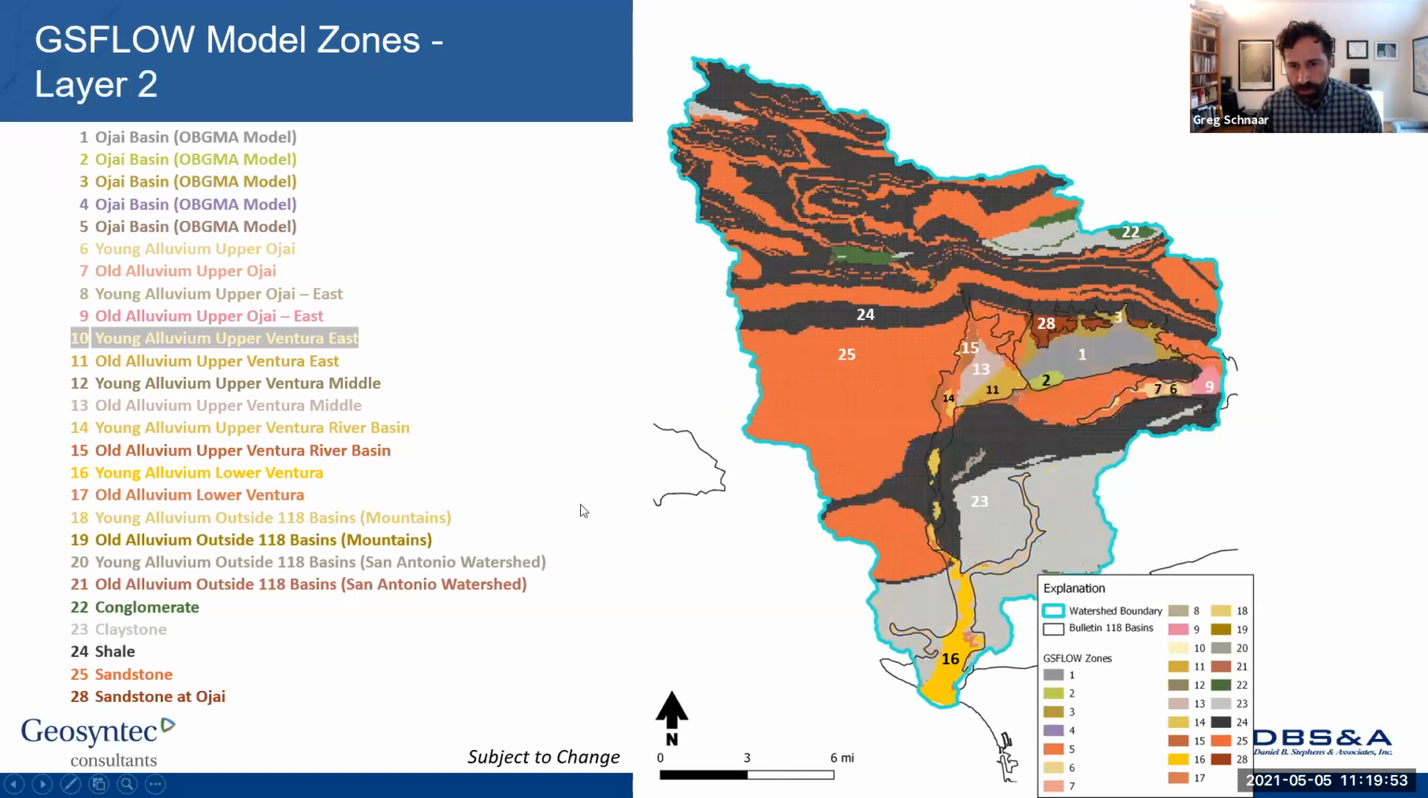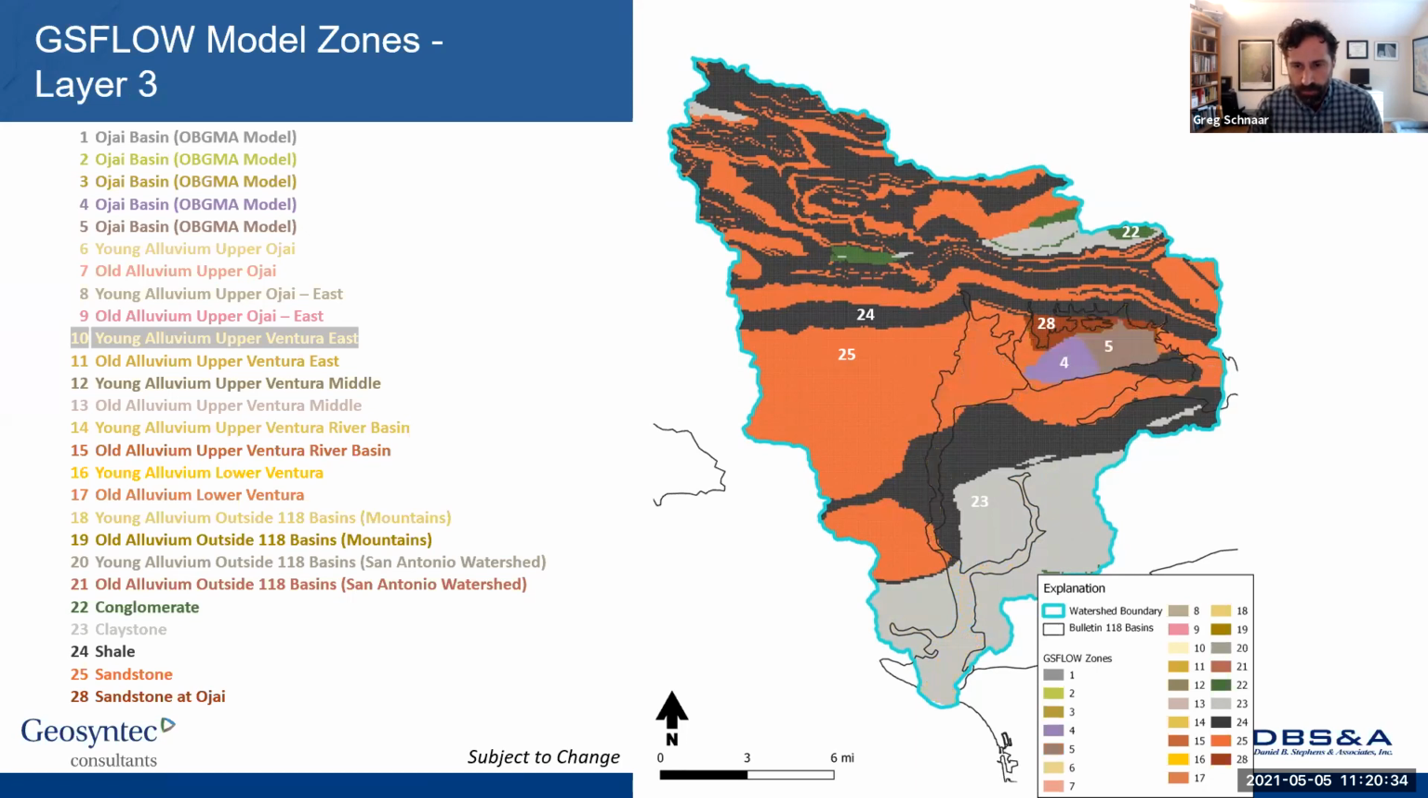As we move downwards, this is the next model layer down, layer 2. And the distinction here is we're moving deeper. Where alluvium, for example, is thicker than 50 feet, that alluvium would then extend into 2 different zones anywhere besides Ojai, where the zones really were maintained based on our zones from our previous OBGMA model. If I flip between 1 and 2, you'll see here we no longer have the relatively thin alluvium channels in the bedrock areas. So we're moving vertically downwards in the model.